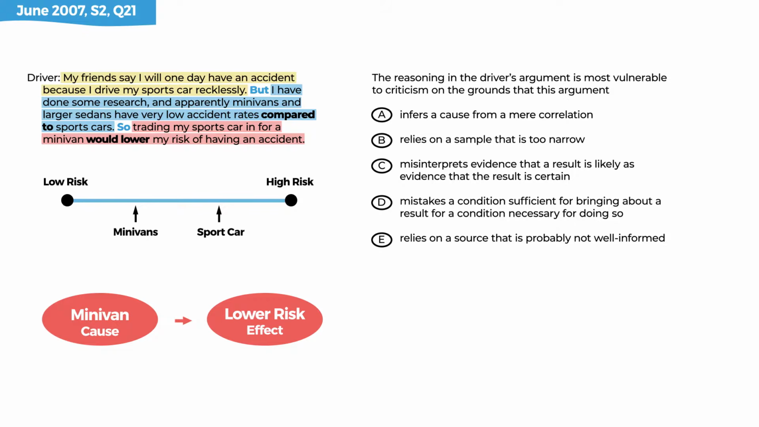We've got a correlation between minivans and larger sedans and lower accident rates, but then a conclusion that suggests that a minivan would cause a lower accident rate. So we're moving from correlation to causation. And if we're asked to describe the flaw, we're going to say the argument mistakes a correlation for a cause and effect relationship. Answer choice A says that it infers a cause from a mere correlation.